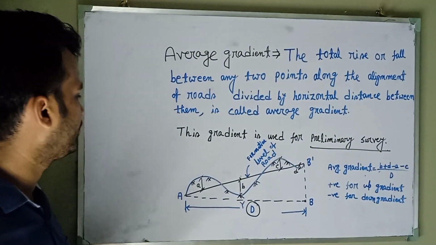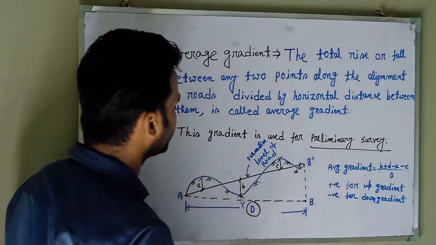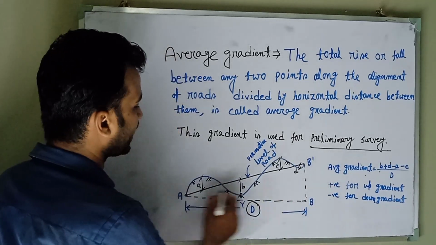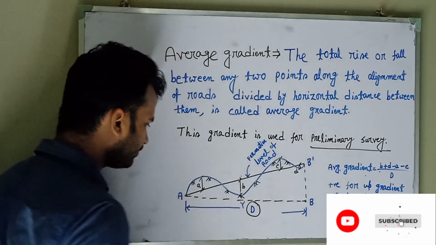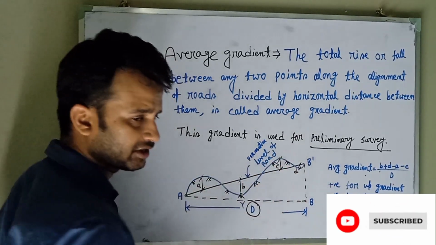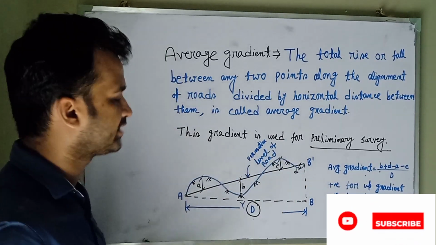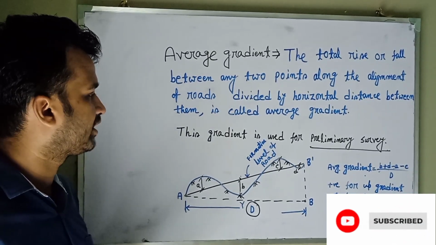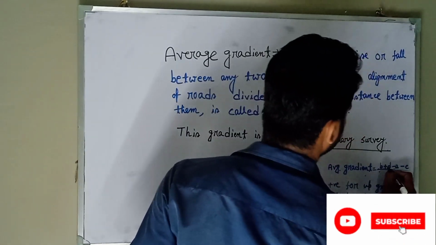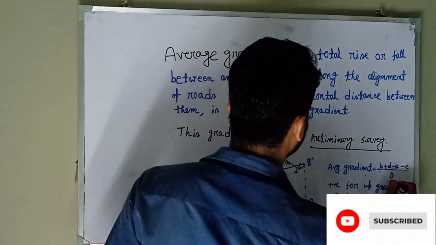I request all of you to have a look at this sketch. This sketch represents a portion of a road along its alignment where A is a point and B is another point, and the distance between A and B is capital D. The curved line of this sketch represents the ground level, and this inclined line represents the formation level which has been designed by our designer. Now if you are asked to determine the average gradient, you have to do small b plus small d minus small a minus small c divided by D.